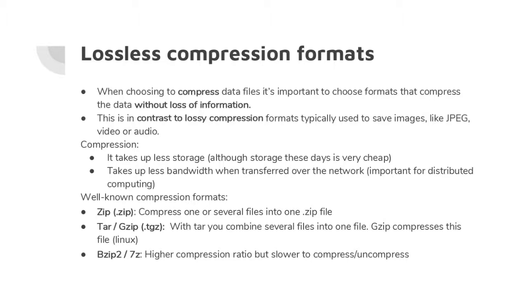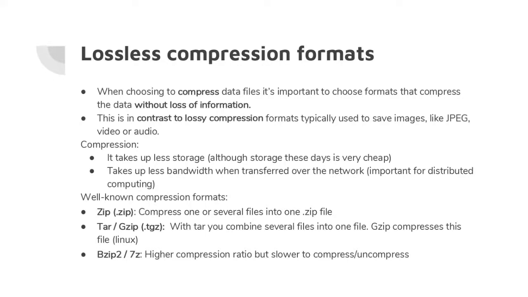We're going to briefly talk about lossless compression formats. JSON and CSV files are uncompressed formats, but it's important that you know that you can compress this data without loss of information. This is in contrast to lossy compression. With images like JPEG, you save the original image in JPEG format, but you lose some data. It looks almost the same as the original image, but if you really zoomed in, you would see that there's some loss in the signal.